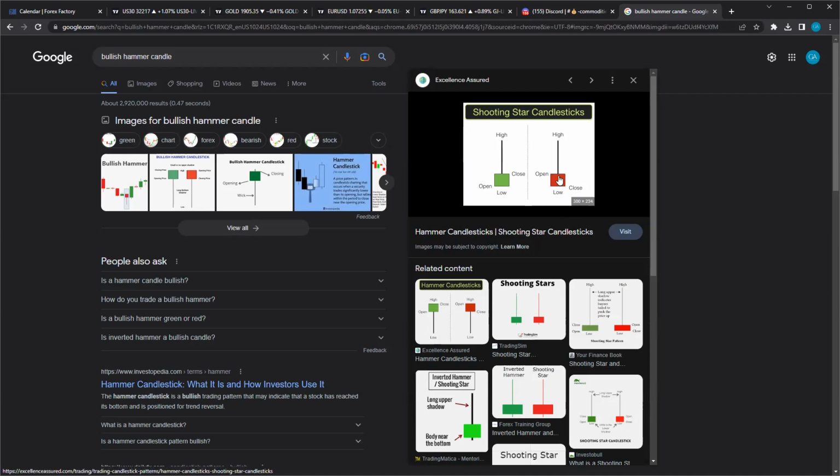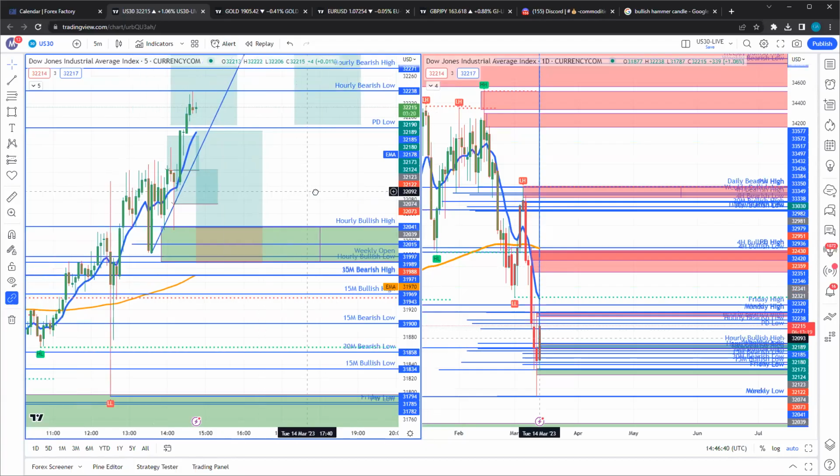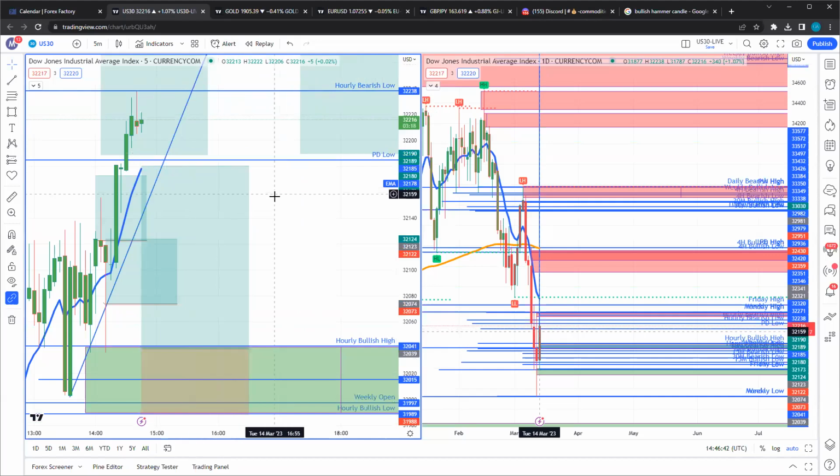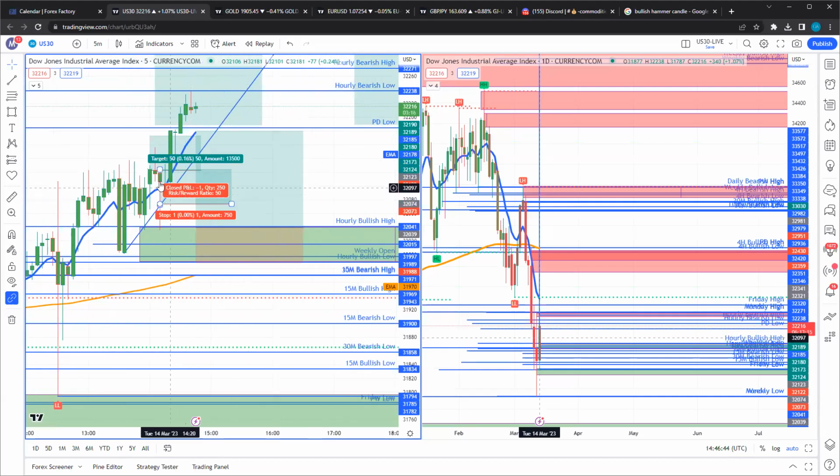Okay, yeah, so this is the one we haven't seen a lot, so that's the one I was trying to find. When you see this candle, expect price to keep going down. That's the one we tried to find, but we couldn't. But this is one of those. So this is a bearish hammer candle.